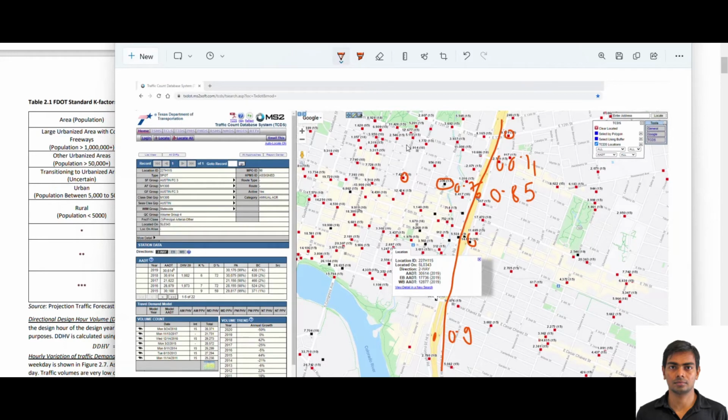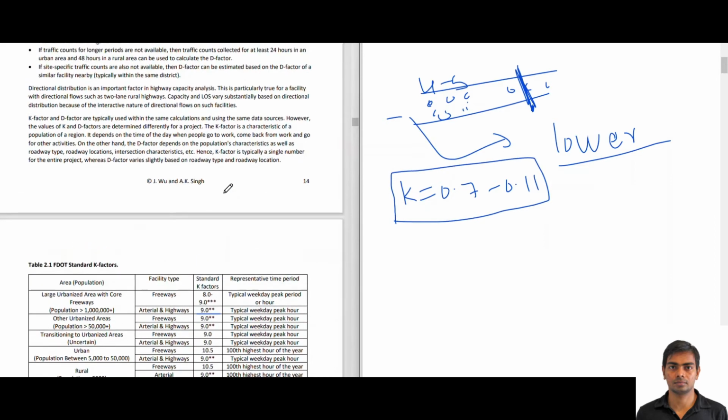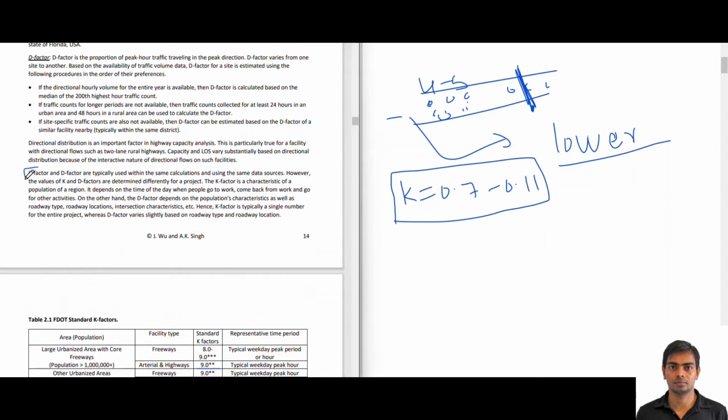Now we are ending up with a lot of K factors, and then the question is, which K factor should we use, or should we average them out? So the guidance is to not use the site specific K factor, and the discussion is provided here.